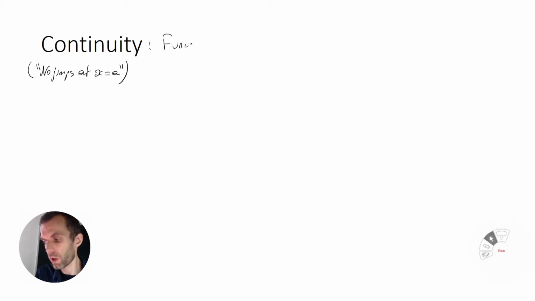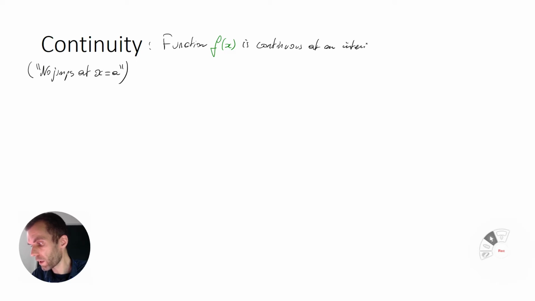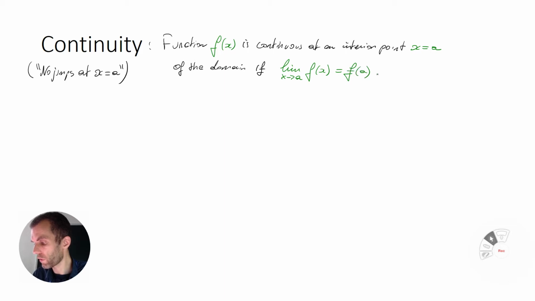A function f of x is continuous at an interior point x is a of the domain if the following holds: the limit of x going to a of f of x is equal to the function value f of a. So what is the domain?